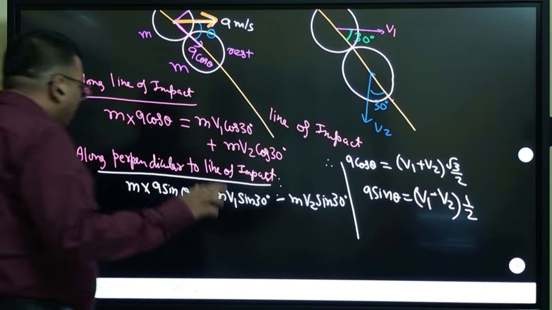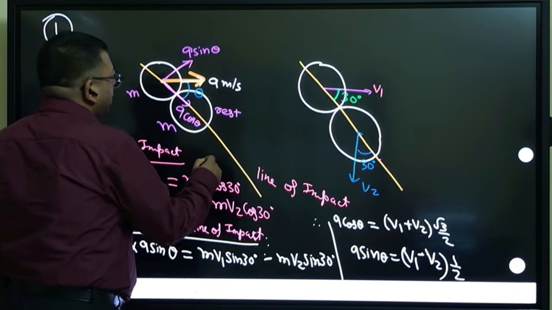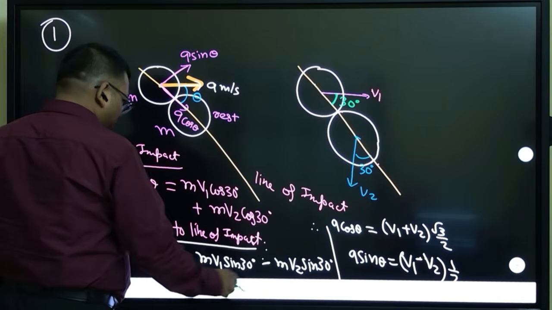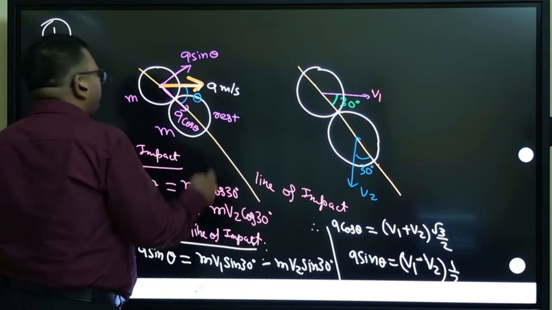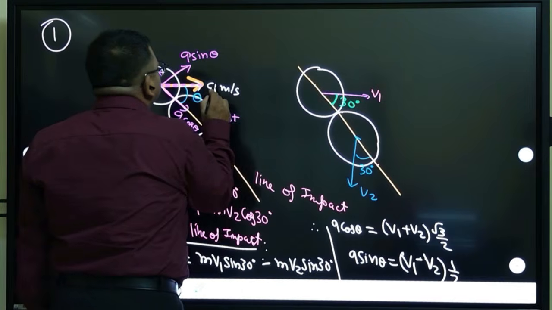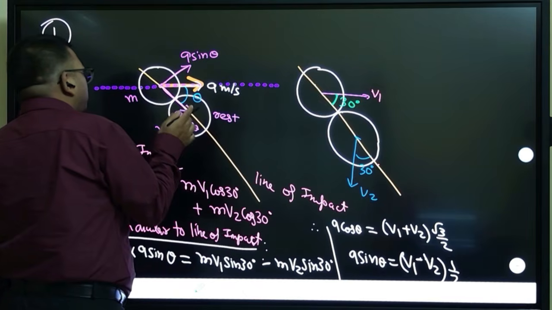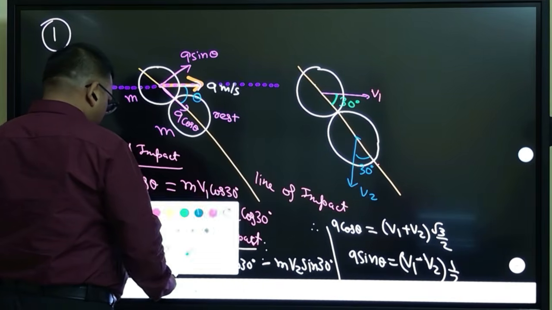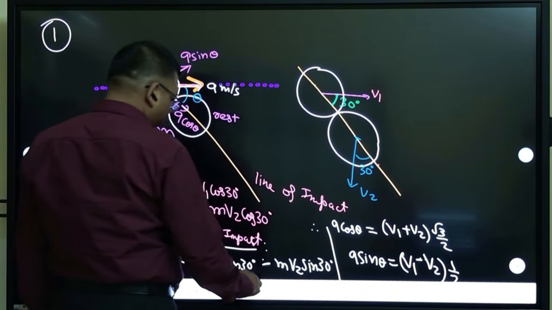Original line of motion, not line of impact. Original line of motion means, I think we have made a mistake. Original line of motion means what? Original line of motion is this one. Okay, this is the line of motion. From this direction, they are making angles. Okay, 30 degree, 30 degree. So we have made a mistake here in drawing this diagram.